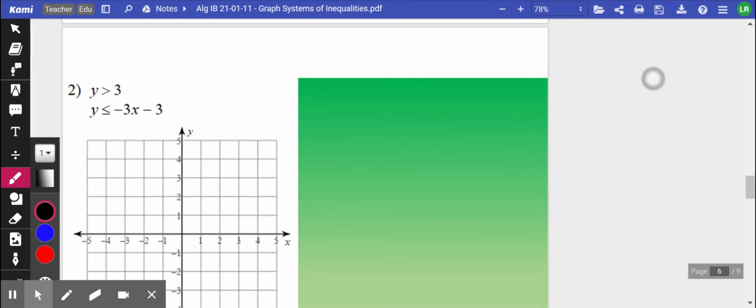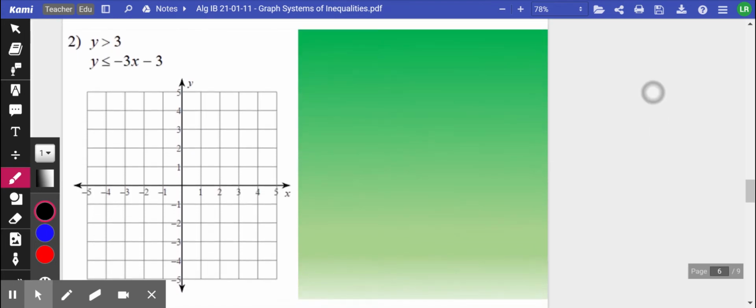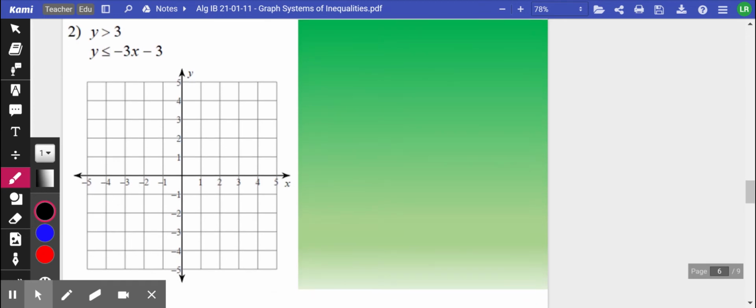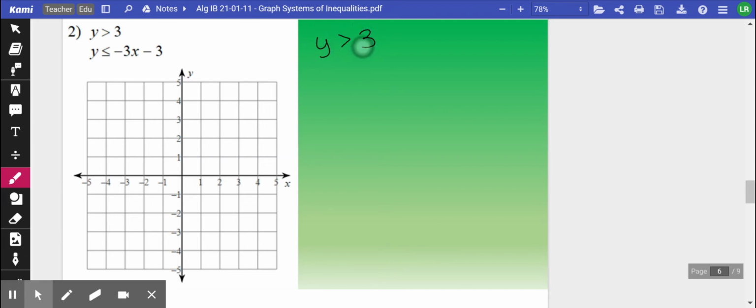So let's look at this one right here. We got y is greater than 3, and y is less than or equal to negative 3x. But oh man, I must have fallen in love with the number 3 when I made this problem. I wanted to do a problem like this one just as a review and a reminder. So I'm going to isolate this one over here. y is greater than 3.